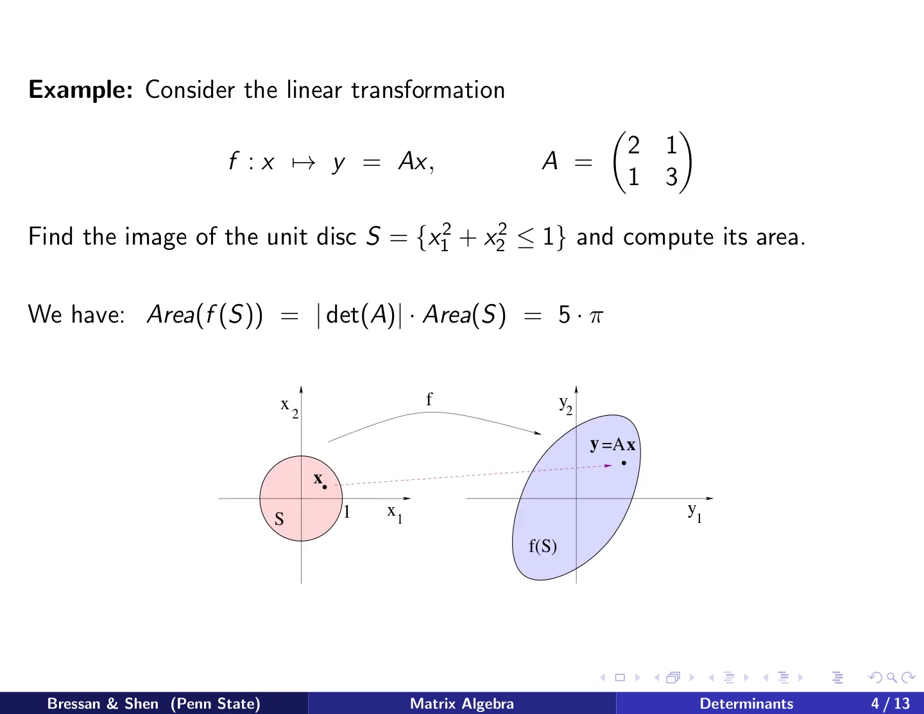And we can use what we have just discovered, and that is the area of the transformed image would be the area of the original region S times the absolute value of the determinant. So we can compute the determinant, which is 2 times 3 minus 1, so we get 5, and the area of a unit circle is pi. So this image here, which probably looks something like this, that area would be 5 times pi.